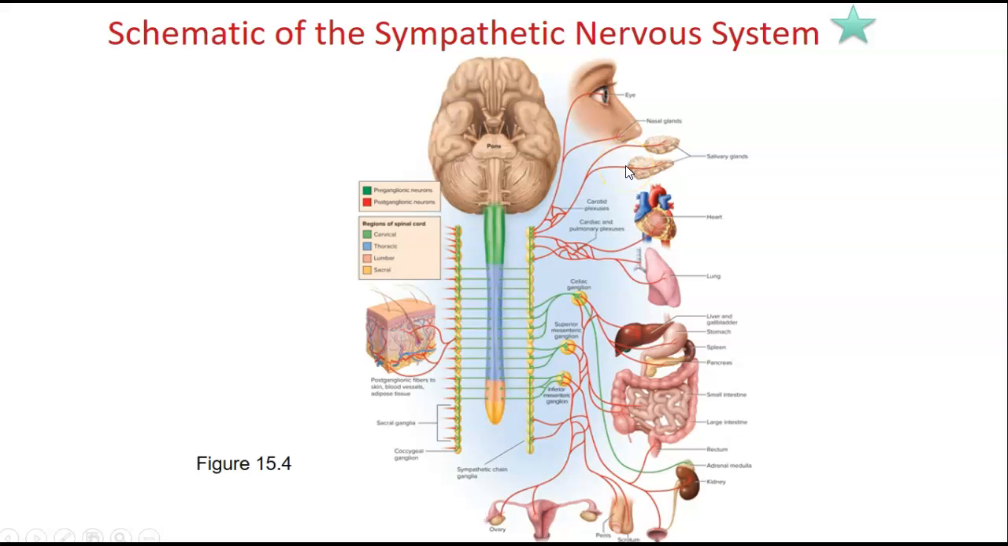It also controls the glands in the mouth. It also controls the heart rate, respiratory organs such as the lung, and the digestive organs. The nerves that come out from the lumbar region will control the urinary system and the reproductive system.